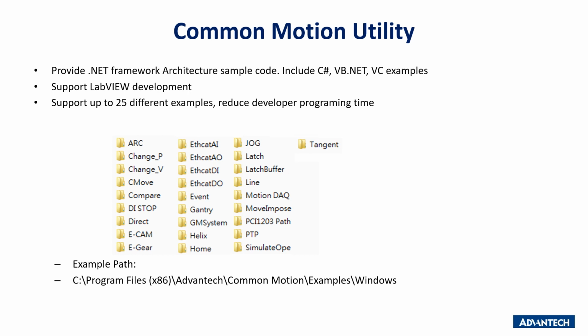For software support, Advantech Common Motion also supports .NET Framework architecture sample code, including C#, VB.NET and VC examples. It also supports 25 different function examples. With these examples, developers can reduce their programming time.